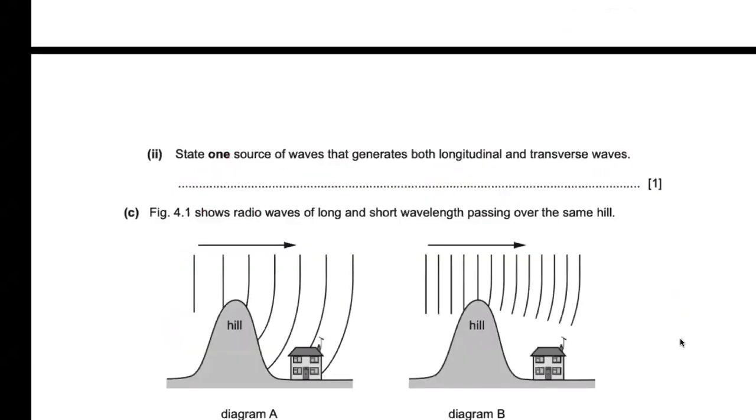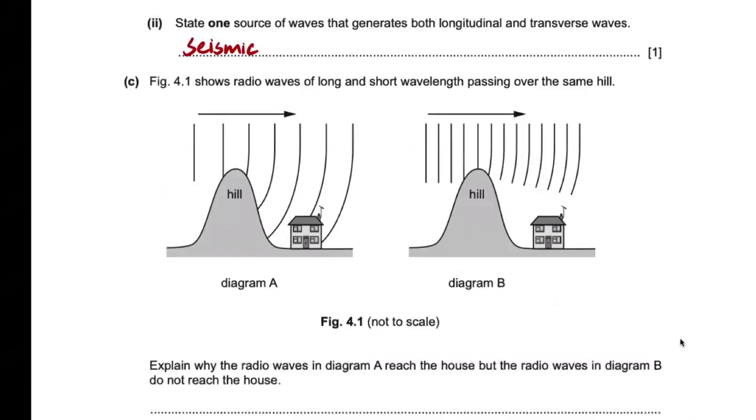State one source of waves that generate both longitudinal and transverse waves. So a pretty easy one is seismic waves. Seismic P are longitudinal waves, seismic S are transverse waves.